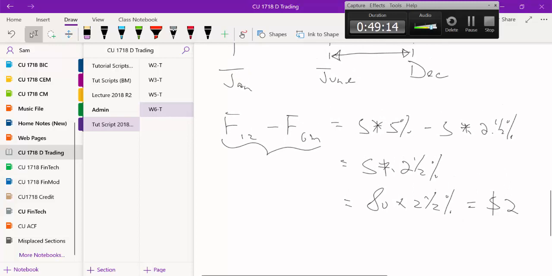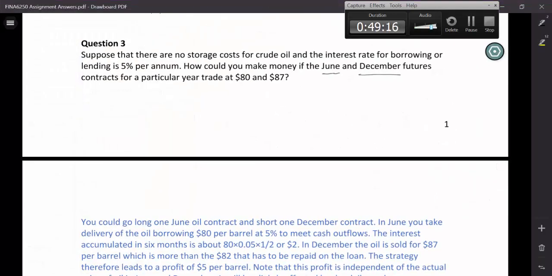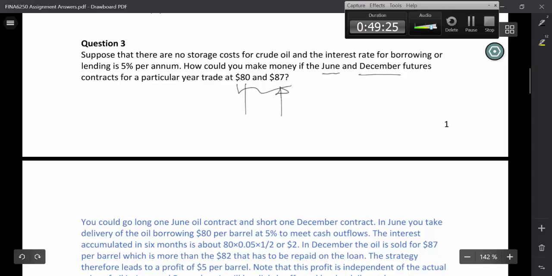But now they're not 2. They're not 2. They are 7. Okay? So either this one is too expensive or this one is too cheap. So I'm just going to buy this and sell that.